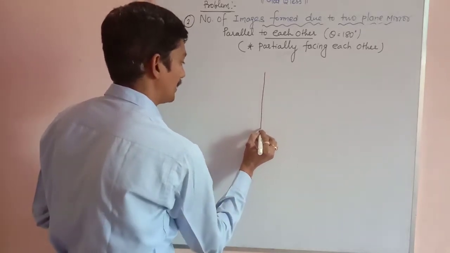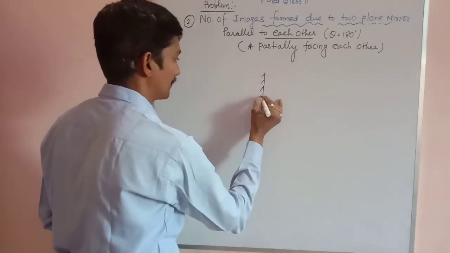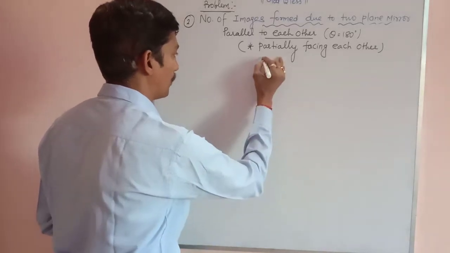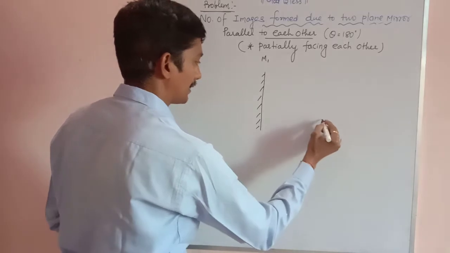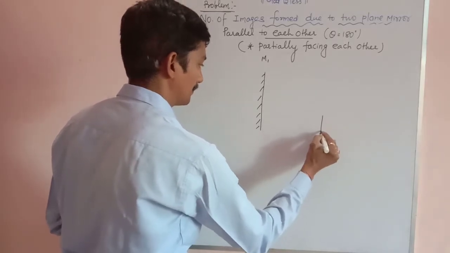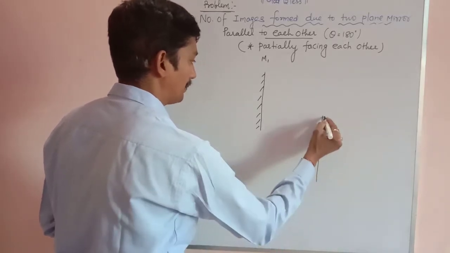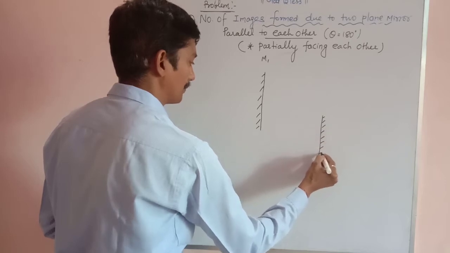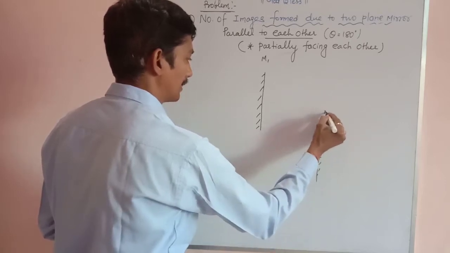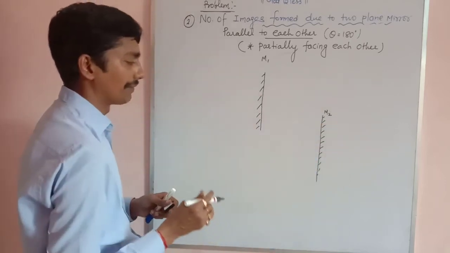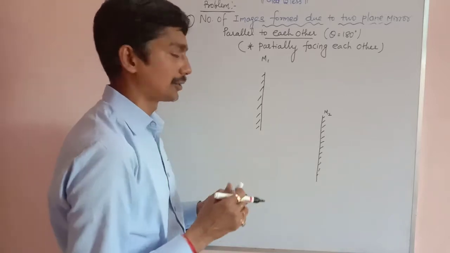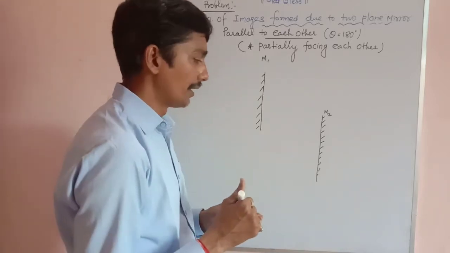Say this is one mirror. I name this mirror as M1, and let this be another mirror, and I name this mirror as M2. These are the two mirrors they have given me, right?